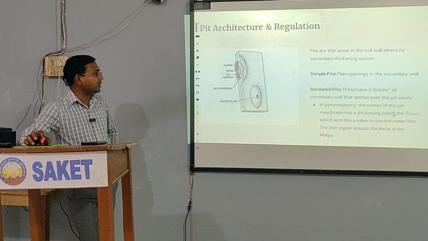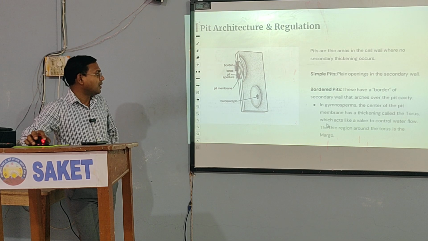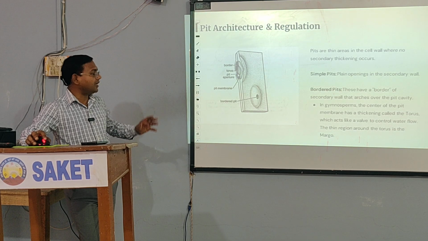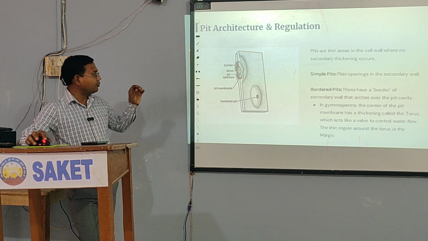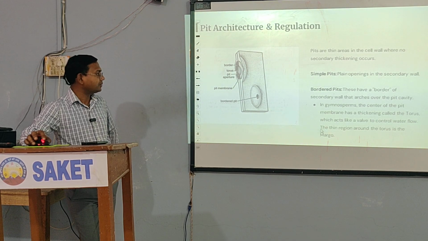So in gymnosperms, the center of the pit membrane has a thickening called the torus, as you can see here. So this is the pit, and the torus is here, which acts like a valve to control the water flow. And what is its function? Like a valve, when the valve is closed, nothing can go through. If it is open, then water can pass through.